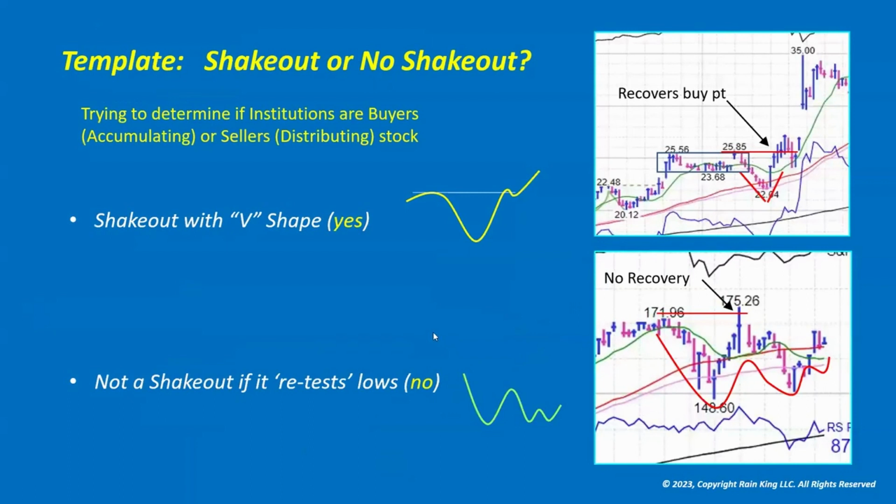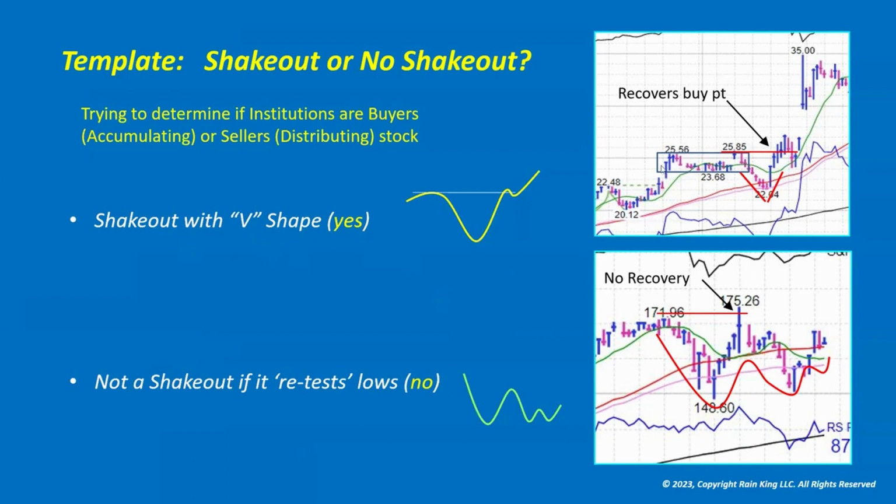So what do we look for in shakeouts? Ultimately we're trying to say, when this stock breaks, is it an institution trying to shake out people because they're accumulating stock? Or is the institution breaking the stock because they're running for the exits and there's distribution going on? So two scenarios. One is the shakeout with the V shape, and the V shape is very important in a shakeout, and you want to see the V.